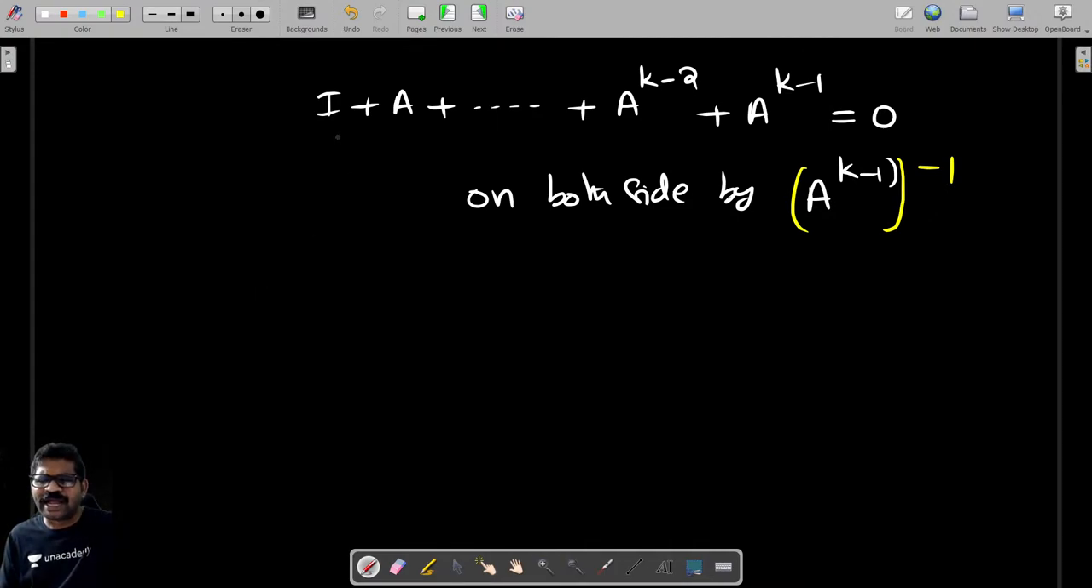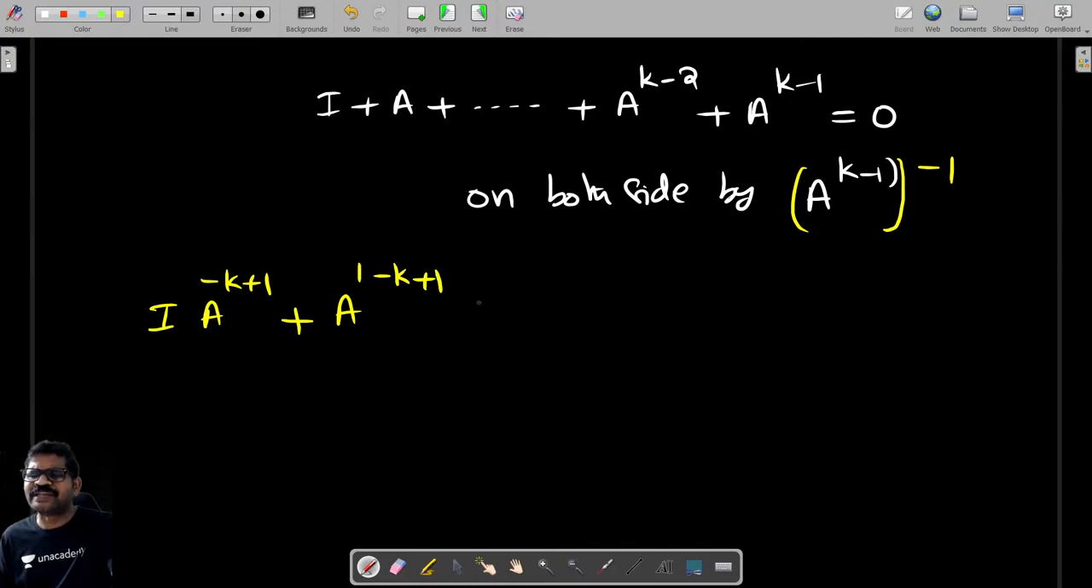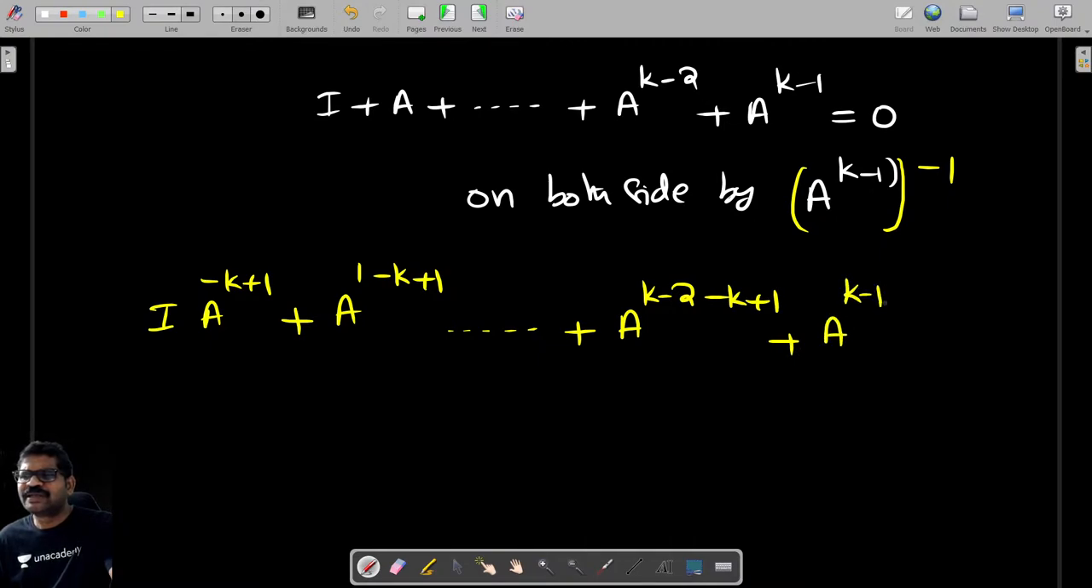First term will be I into a power k minus 1 whole inverse becomes I into a power minus k plus 1. Next, second term, a power 1 minus k plus 1, and so on, a power k minus 2 minus k plus 1 plus a power k minus 1 minus k plus 1 equal to 0.